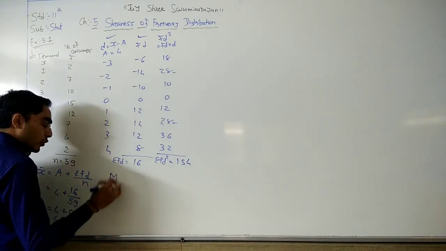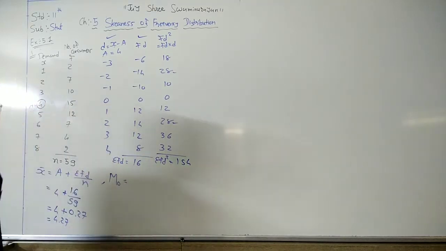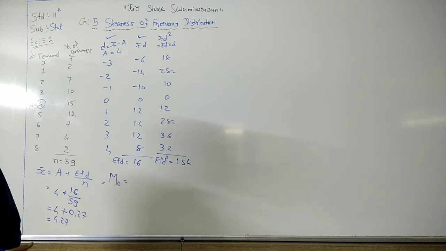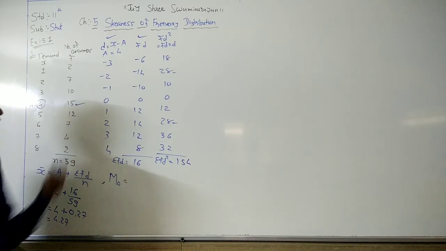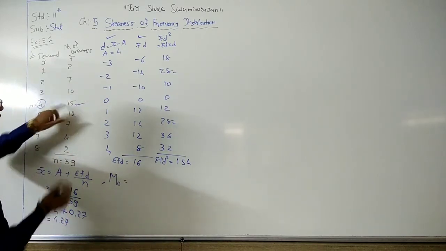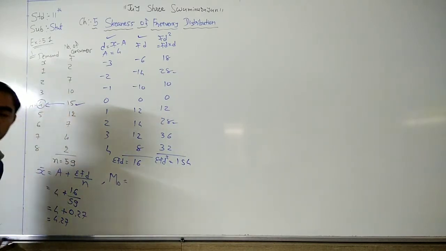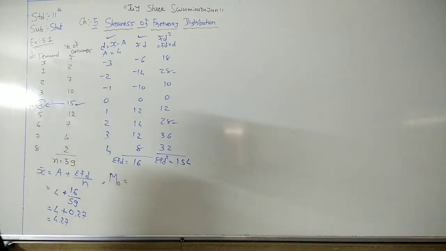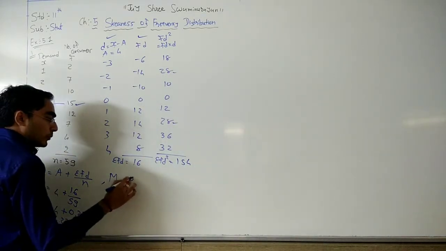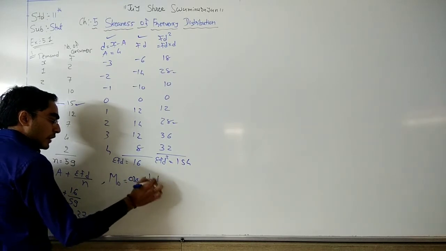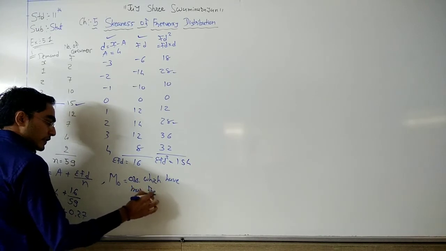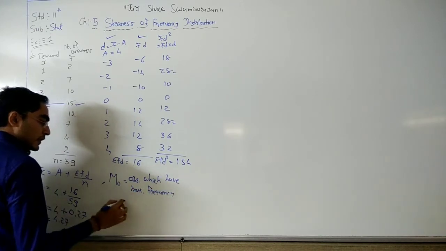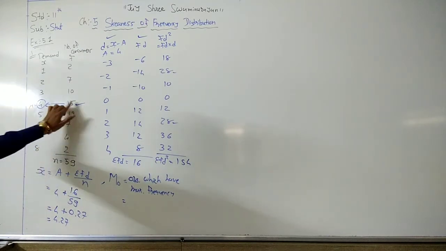Now we need to find the mode. This is a discrete frequency distribution table. So how can we find the mode in a discrete frequency distribution? It's very easy. We just need to find the maximum frequency. Here maximum frequency is 15. So our answer is 4. Answer of mode is 4 because it is the observation which has the maximum frequency.